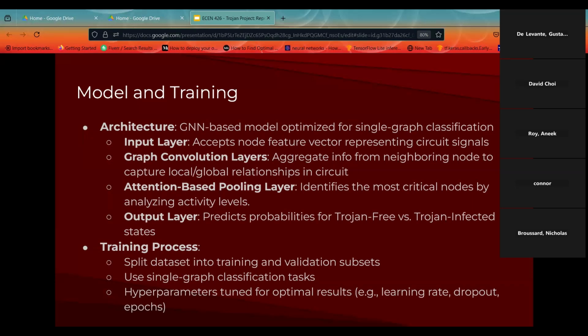And then we have the attention-based pooling layer. This layer identifies the most critical nodes in the graph by analyzing their activity levels. It helps focus the model's attention on the most relevant parts of the circuit. And then last is the output layer. This final layer predicts the probability for two states: the circuit is Trojan-free or Trojan-infected.